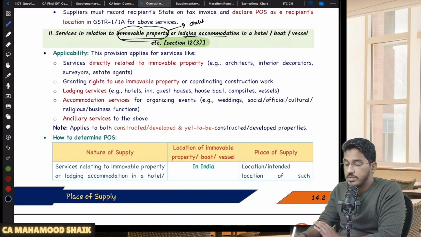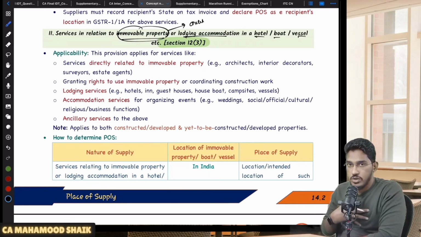Or lodging accommodation in a hotel, boat, or a vessel. Not just services in relation to immovable property. If I am a hotel providing services in relation to an accommodation in a hotel or boat, even houseboats will be there. If you go to states like Kerala, in the inland waterways, there will be houseboats. So that is also getting covered here. Or accommodation in a vessel.